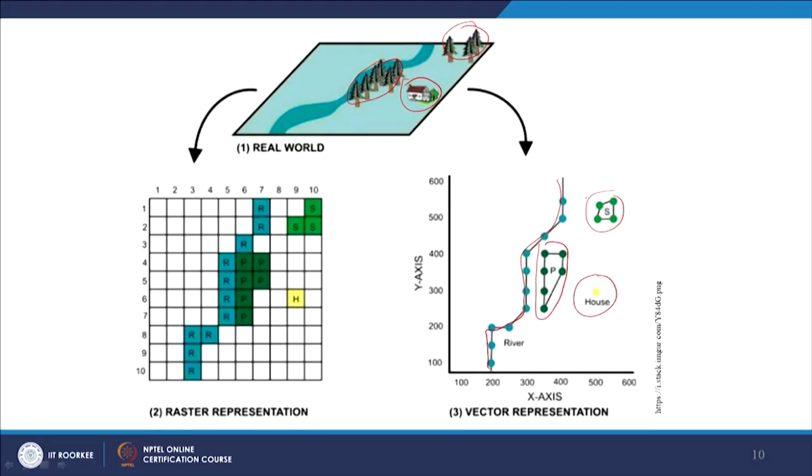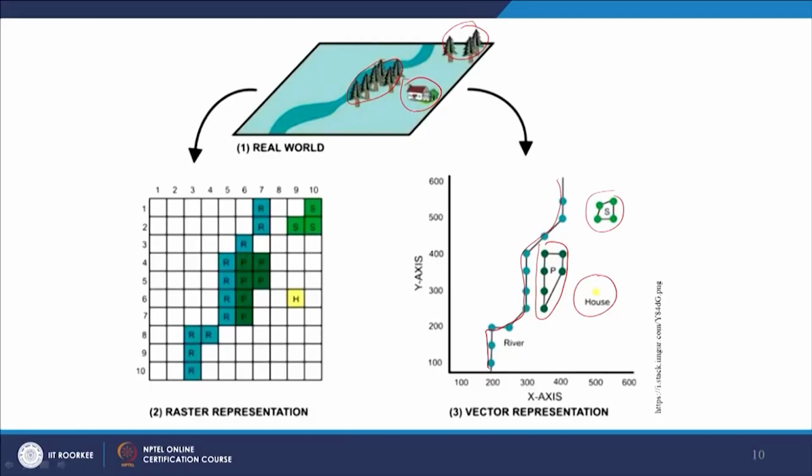And of course, once we model things from the real world to vector, this is discrete and this is abstract reality. Like a river which has smooth curves and width, all have gone except some lines. So, it is a reduced version of the real world, an abstract version of the real world.